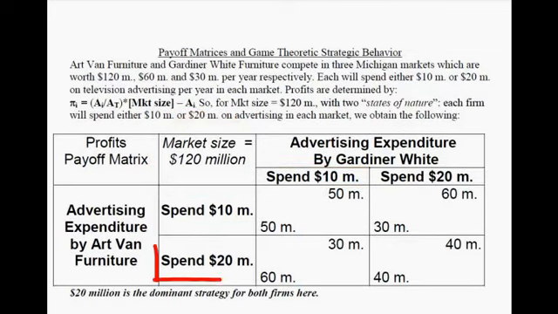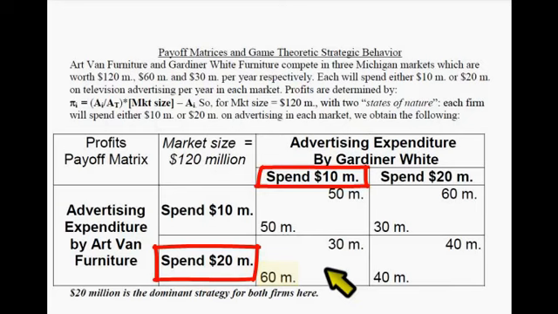Let us now try A1 equals 20 and A2 equals 10. That puts us in the bottom left-hand cell of the four cells in the matrix. Art Van is spending $20 million, while Gardner White is spending $10 million on advertising. Art Van is spending twice as much, so that is 2/3 of the total advertising expenditure in a market of $120 million. So we have 2/3 of 120, which is 80, minus the $20 million Art Van is spending. So 80 minus 20 equals 60.